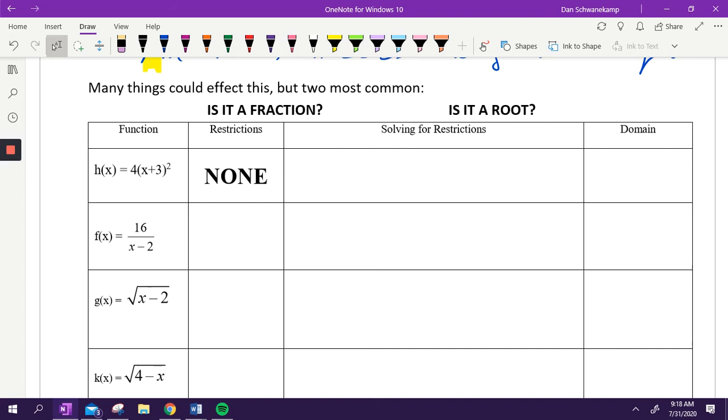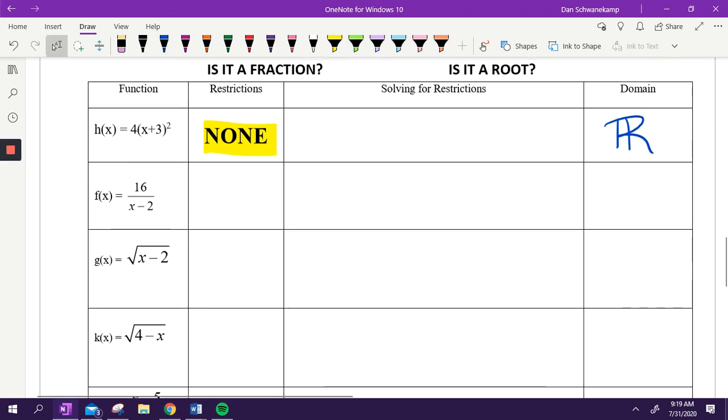The first one, I've got 4 parentheses x plus 3 squared. What x values could I plug in and get a real number? Could I plug in the number 1? Could I plug in the number -7? I could plug in the number 3,862.5 and be perfectly fine. There are no numbers that I can't plug in, that I can't add 3 and then square it and then multiply by 4. It's fine. Every number I plug in, I'm going to get a number out. So the restrictions here are none. Okay, so what is my domain if there are no restrictions? All real numbers. Every number that I have, I can plug in and I will get a real y value as an output. So no restrictions.